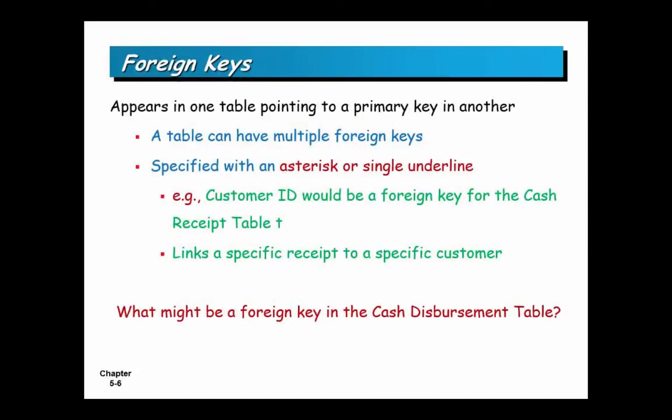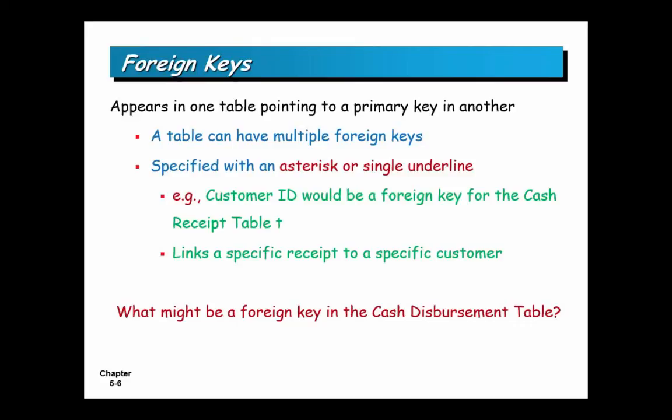The foreign key appears in one table and it points to a primary key in another. You can have as many foreign keys in a table as you want. There's no limit. You could point to as many directions as is appropriate. And again, if you have a primary key that's a single underline, then your foreign key is an asterisk. If you have a primary key that's a double underline, then your foreign key is a single underline.